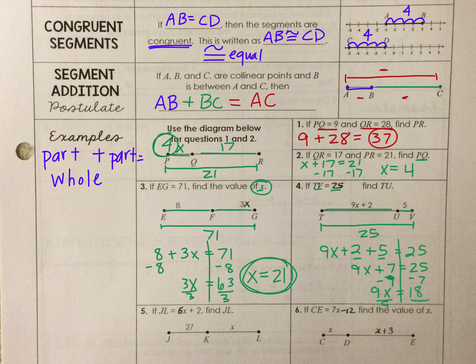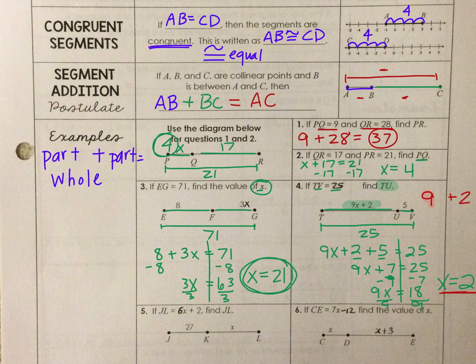Divide by 9. X is 2. Okay, so we figured out x is 2. That's awesome. But it's asking, what is TU? Well, we know that TU is 9x plus 2. So I'm going to write 9x plus 2. But there's good news. We know the x is a 2.